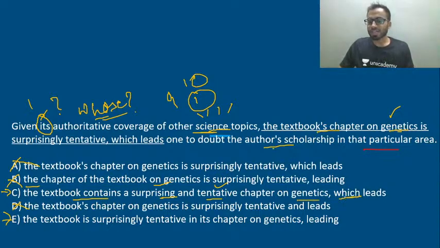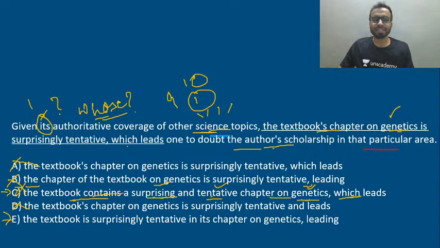So here, "which" ideally should be referring to genetics, but because of the phrasing of this entire sentence, it is talking about the textbook's action of containing a very surprising chapter on genetics, right? It is talking about the existence of this chapter on genetics in the textbook, which leads one to doubt the author's scholarship, not the chapter itself, but the existence of such a surprising and tentative chapter in the book. So, this is a very subtle difference in meaning.